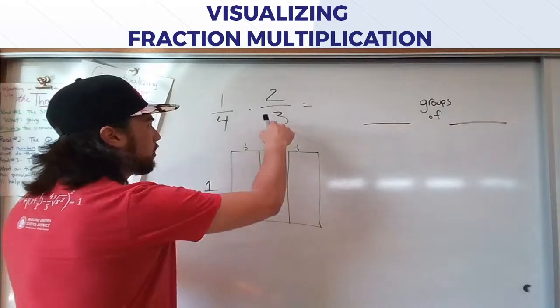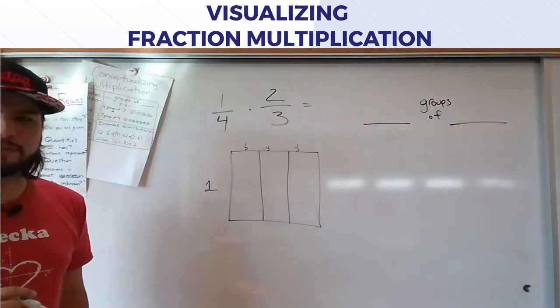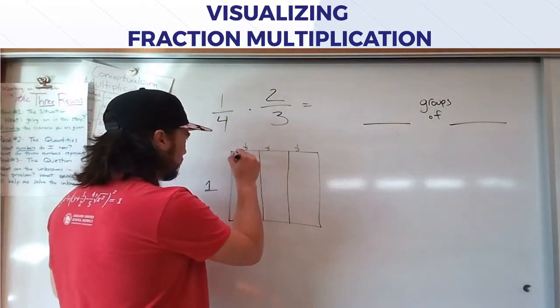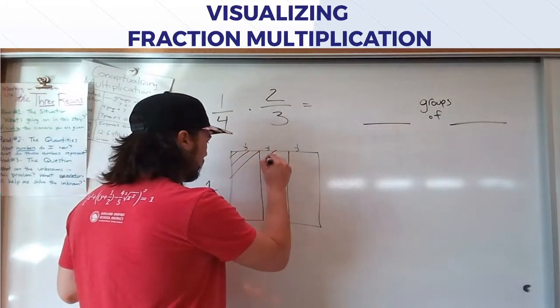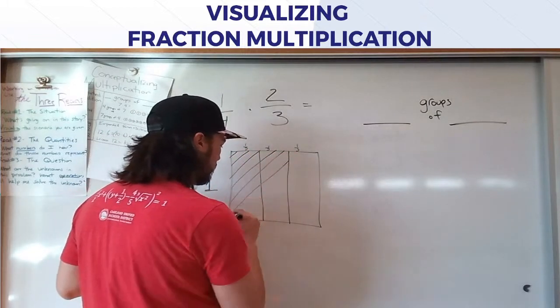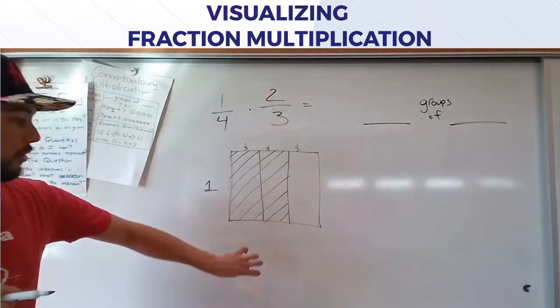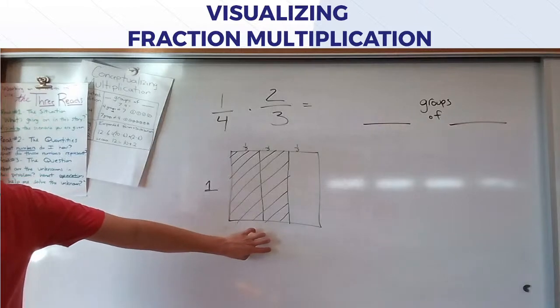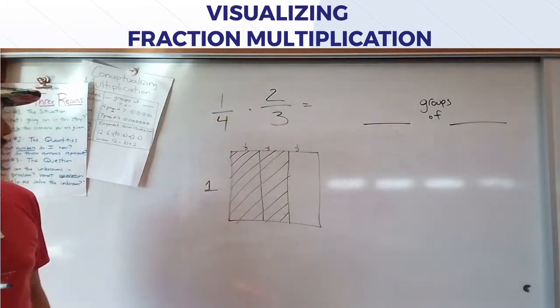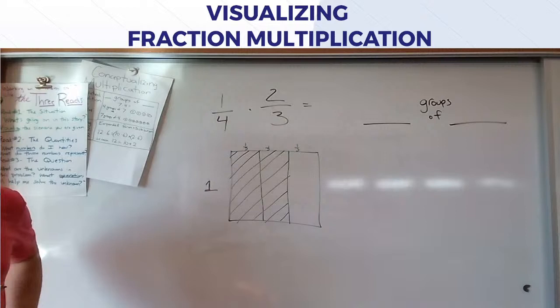And we want to look at 2 of these thirds. So actually what I'm going to do here is put little stripies, because I want to remember that I'm only focusing on these 2/3 for the purposes of our answer, because I want to know what is 1/4 of these 2/3.